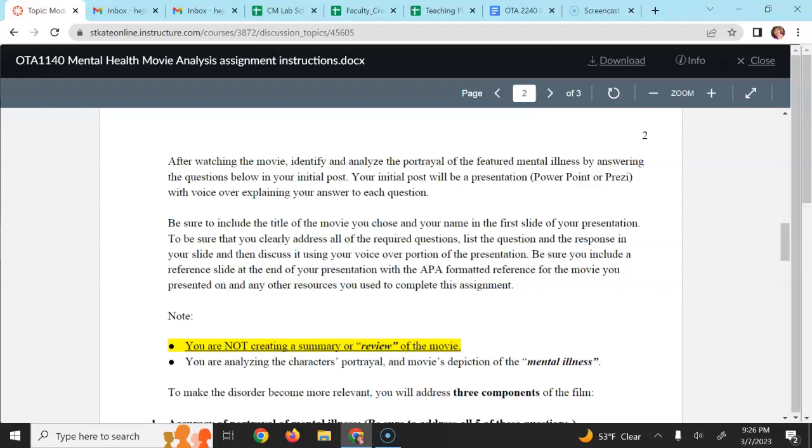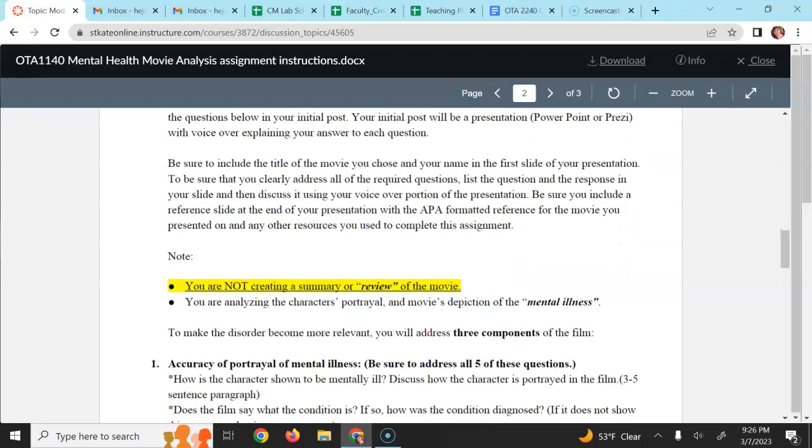So this initial post is going to be a presentation. You can choose whatever means you'd like, PowerPoint, Prezi, whatever other options are out there. But once you create the presentation, you're going to voice over explaining your answers to each question. And you want to make sure that you are fully answering all the questions, that you are providing all of the information that's needed, including providing the title of the movie and your name on the first slide of the presentation. You want to make sure that you are ending the presentation with your APA formatted references for anything that you used, including the movie.